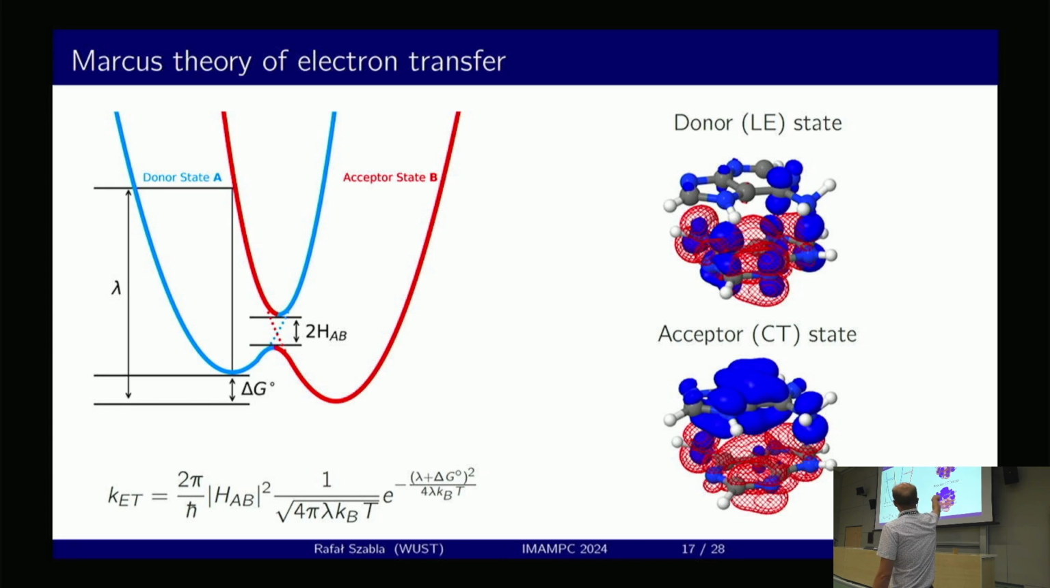And our donor state is like this. It's a locally excited state, and that's our acceptor state. You basically think about the barrier, but you don't calculate it directly. You get the barrier height from the harmonic approximation of the potentials, so it is kind of implicit in this term, right?